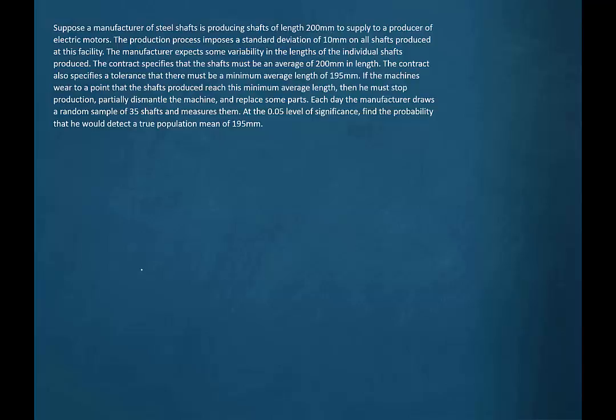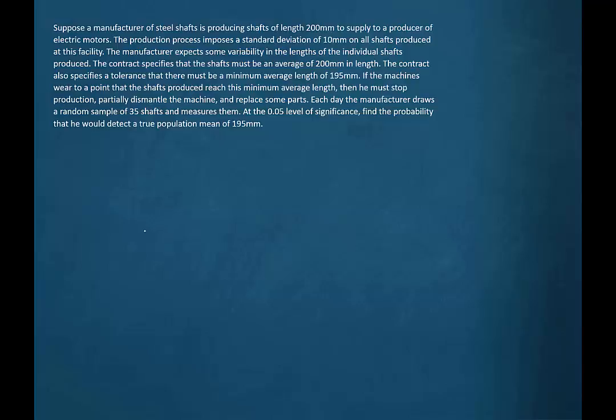The contract specifies that the shafts must be an average of 200 millimeters in length. The contract also specifies a tolerance that there must be a minimum average length of 195 millimeters. If the machines wear to a point that the shafts produced reach this minimum average length, then he must stop production, partially dismantle the machine, and replace some parts.